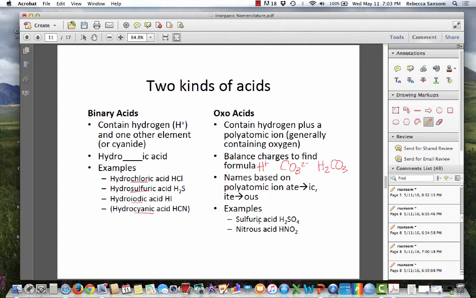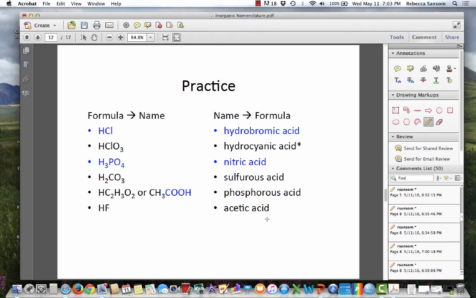So sulfuric acid comes from the polyatomic ion sulfate. Ate turns into ic. Nitrous acid comes from nitrite. Ite turns into us. Nitrous acid. Let's do some practice. Over here on the left, I have an H and I have a Cl. It only contains 2 things. Therefore, I'm going to use the rules for binary acids. Those are always going to begin with hydro. This is hydrochloric acid. I should note, when we're talking about acids, that means that they are aqueous.